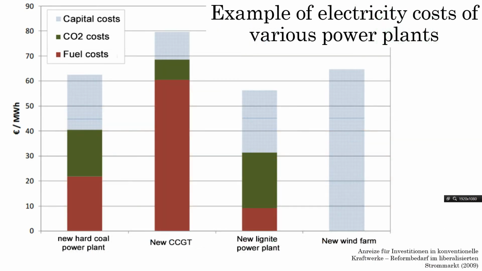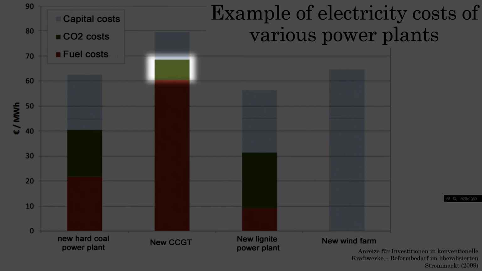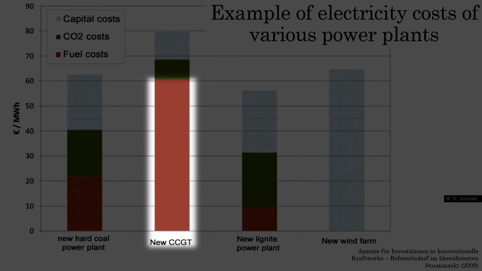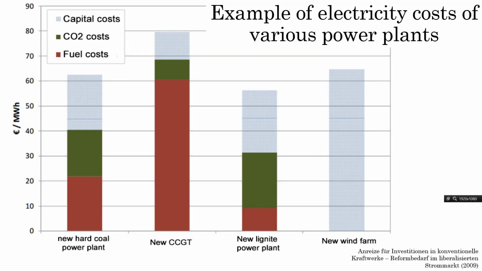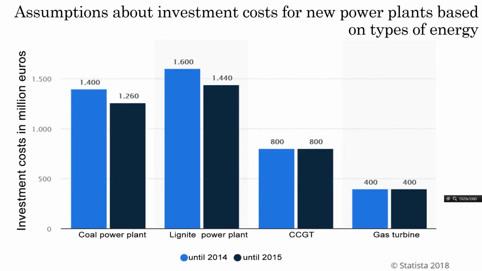This graph shows us disadvantages of gas turbine. Capital costs are very small, CO2 costs are very small, but fuel costs are very large in comparison with other power plants. This graph shows investment costs. A gas turbine has an advantage.